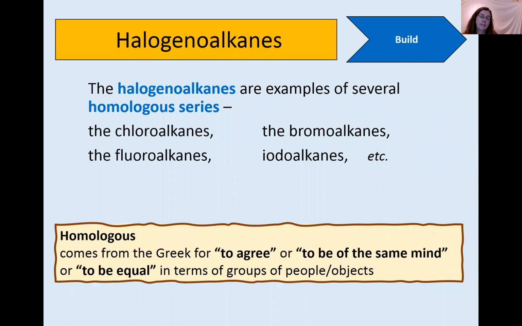So there are several different types of halogenoalkanes. There are homologous series. I did a little bit of research around this, and I can split it up into homo and logous, but actually homologous as itself means something that agrees, or is of the same mind, or is equal. In terms of people and groups, you've got a group of people of a similar mind, or a group of objects that are similar, and they agree, or they're fairly equal. So a homologous series is a family of compounds that undergo the same sorts of reactions. They have the same types of properties.